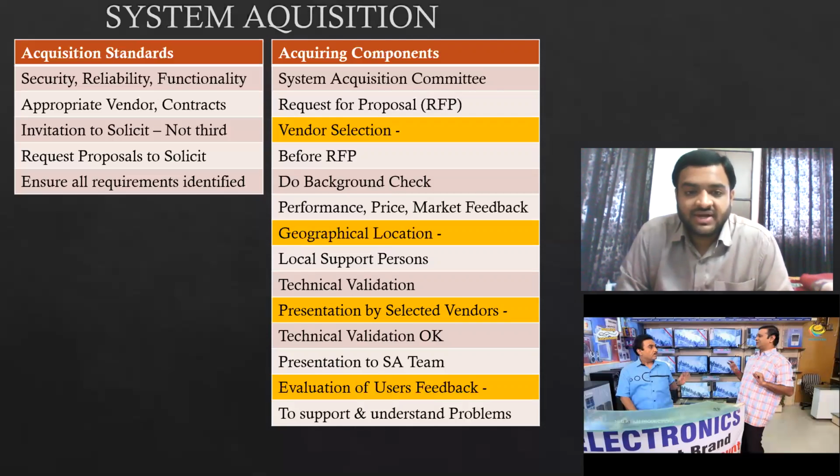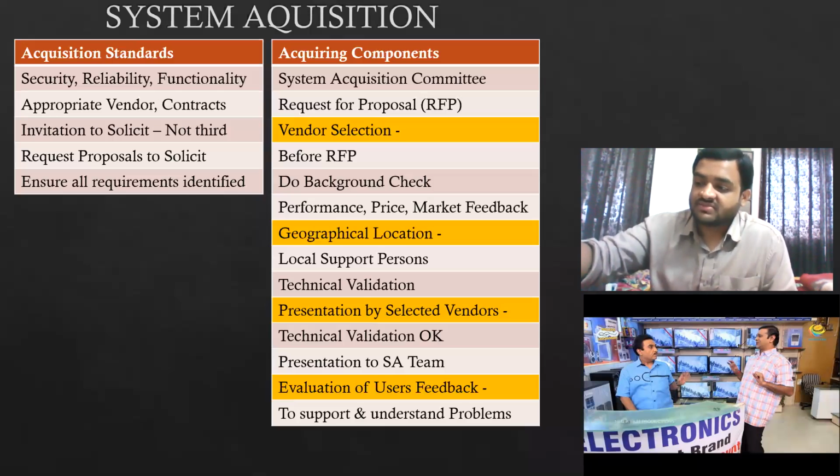Then we will make sure that the vendor is in the same geographical location, and if it is not, at least the local support persons must be there within our geographical location. Then we have to make sure these local support persons have technical experts also, to make us understand or support us with the working of the system.